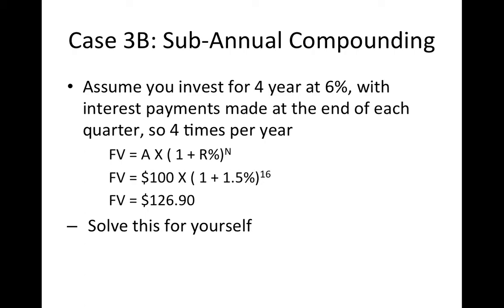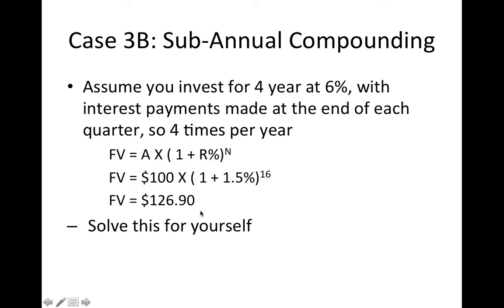Let's use the subannual compounding slightly differently and use it for multiple years instead of just one. In this case, let's say that we're going to invest for 4 years at 6%, with interest payments made each quarter. That means we have 16 periods. So you see that here: 100 times 1.015, which is just the 6% divided by 4, raised to the 16th power, gives 126.90.